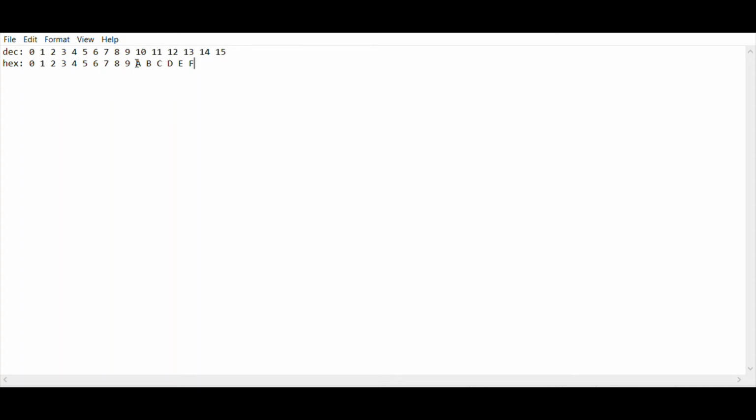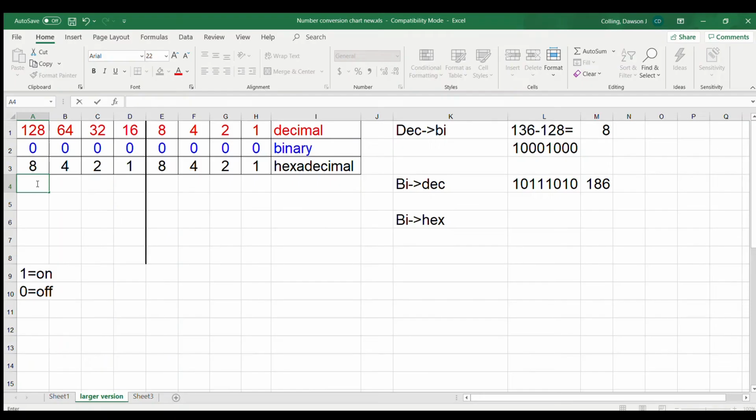So they both start at 0, but unlike decimal values where after 9 it goes 10, 11, 12, 13, 14, 15, after 9 in hexadecimal it goes A, B, C, D, E, and F. So let's do another one just to show you what I mean. So let's do 1, 1, 1, 1, and then 1, 0, 0, 1.